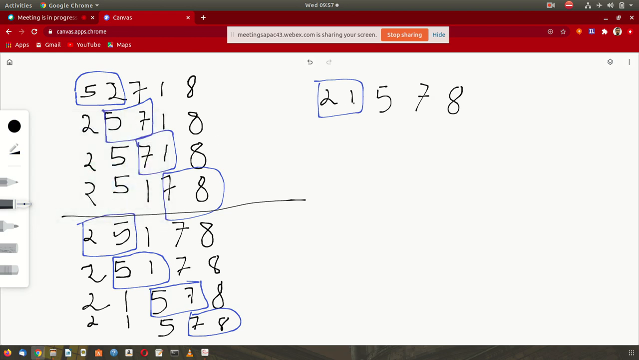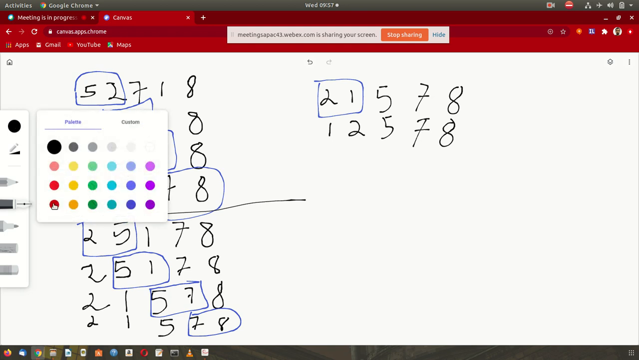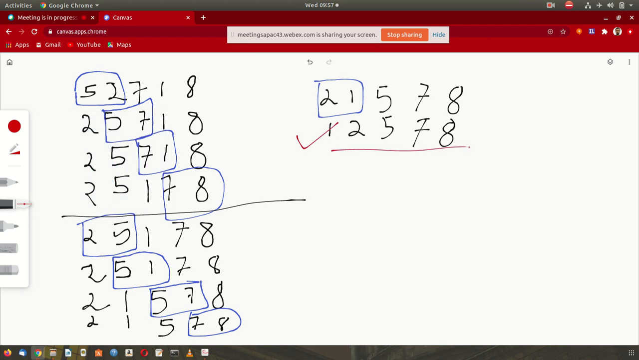Now what will happen? 2 and 1. 1 is the smaller number, 1 comes here. 2 is the bigger number, 2 comes here, right side. Then write the rest as it is, 1 2 5 7 8. Now is the answer correct? Now I am satisfied that my answer is correct. 1 2 5 7 8.